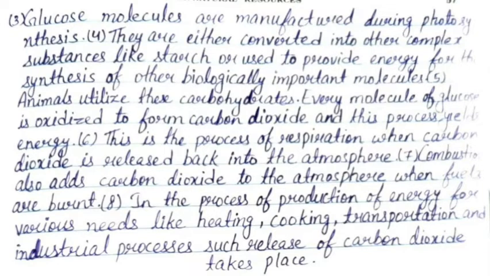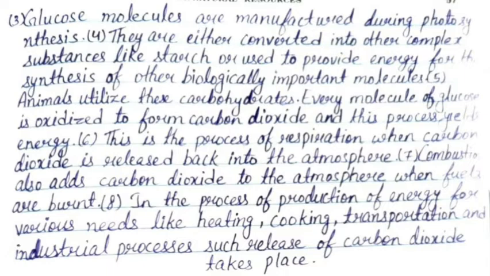They are either converted into other complex substances like starch or used to provide energy for the synthesis of other biologically important molecules. Animals utilize these carbohydrates. Every molecule of glucose is oxidized to form carbon dioxide, and this process yields energy. This is the process of respiration when carbon dioxide is released back into the atmosphere.